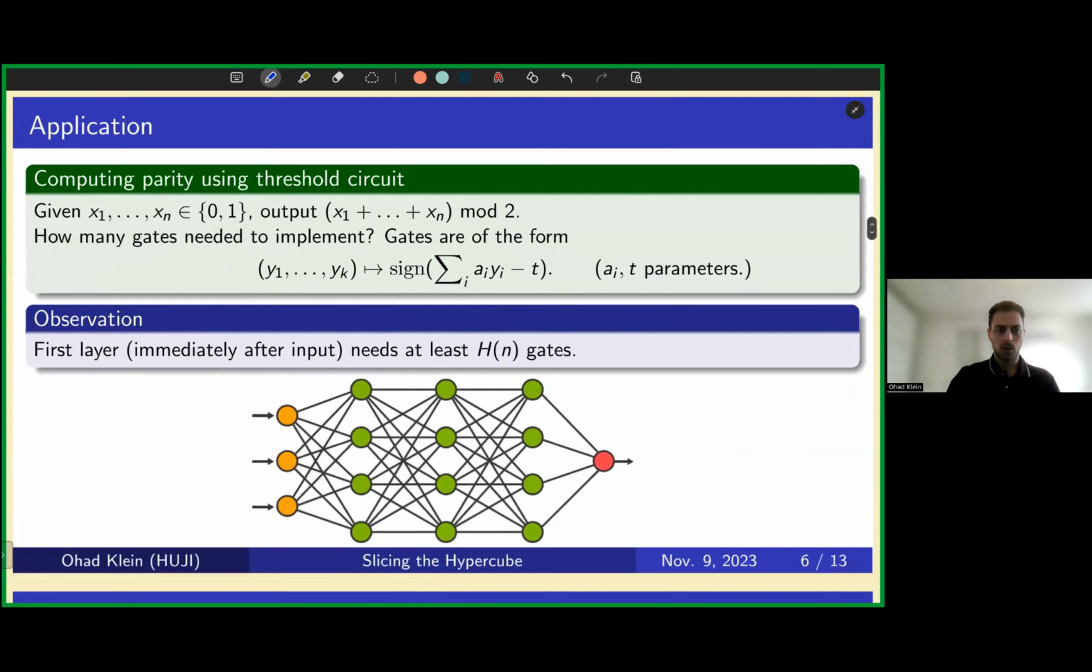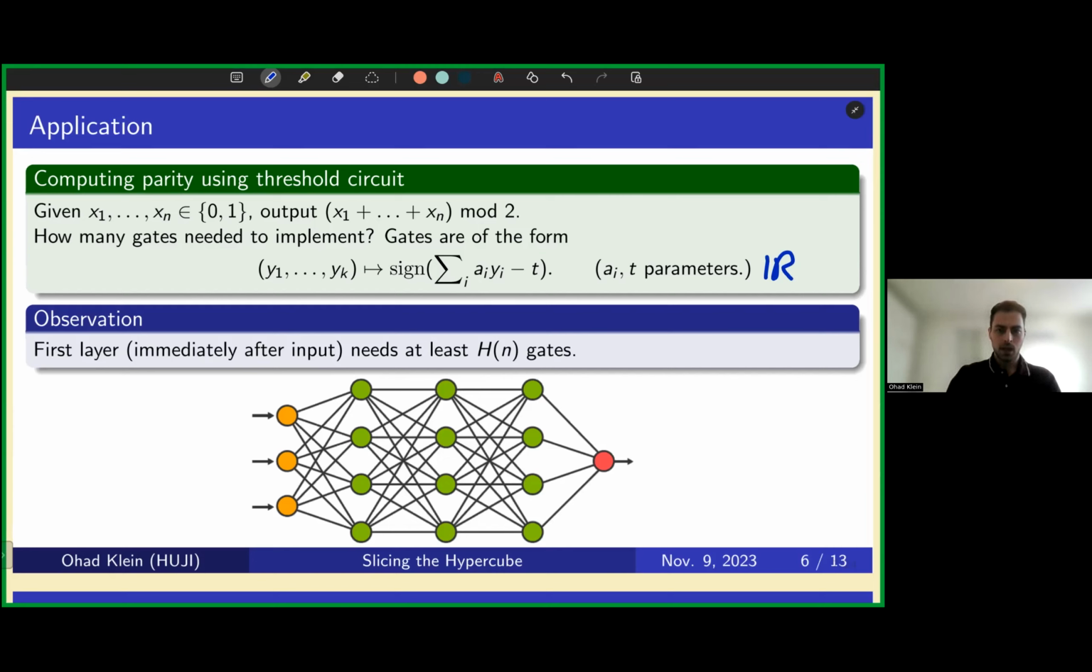One application of this problem is to computing parity using threshold circuits. In this problem, we are given n input bits, and we would like to compute the XOR of these bits. The question is, how many gates do we need in order to implement this parity function? In this context, our gates are perceptrons, that is, they take several bits as input and output whether some linear combination of these bits is smaller than some threshold or not. This computation is done in the real numbers.